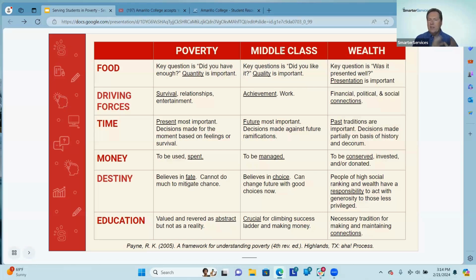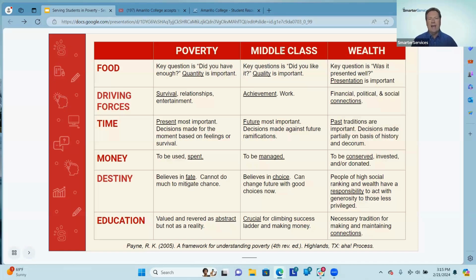But regrettably, and the whole reason why we're having this conversation today is that for persons living in multi-generational poverty, education is, while it's valued, it's just an abstract, right? It's not something that's the reality for them because of the situation they live in. For years, one of our mottos here at Smarter Services has been that one of the best ways to break the cycle of poverty is through higher education.